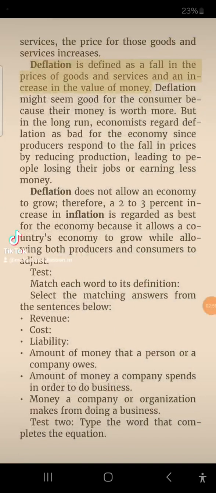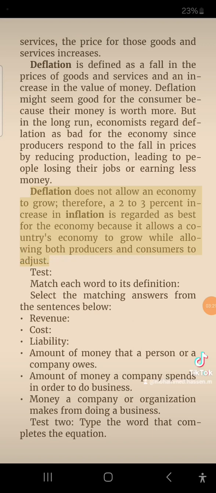Deflation is defined as a fall in the prices of goods and services and an increase in the value of money. Deflation might seem good for the consumer because their money is worth more. But in the long run, economists regard deflation as bad for the economy since producers respond to the fall in prices by reducing production, leading to people losing their jobs or earning less money. Deflation does not allow an economy to grow. Therefore, a 2 to 3% increase in inflation is regarded as best for the economy because it allows a country's economy to grow while allowing both producers and consumers to adjust.